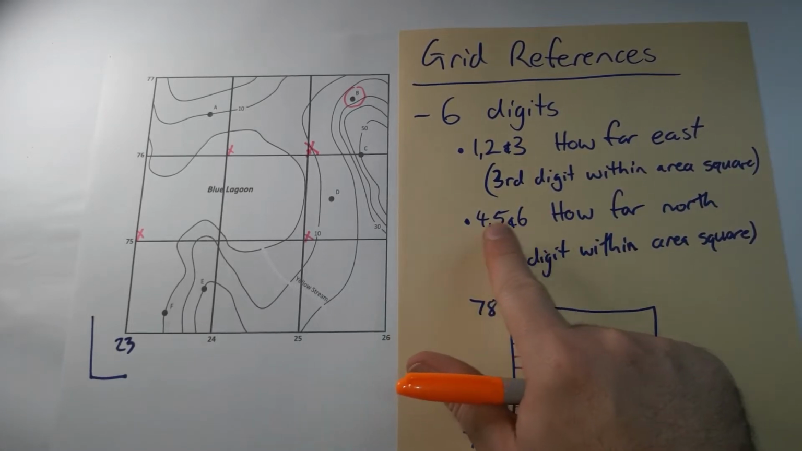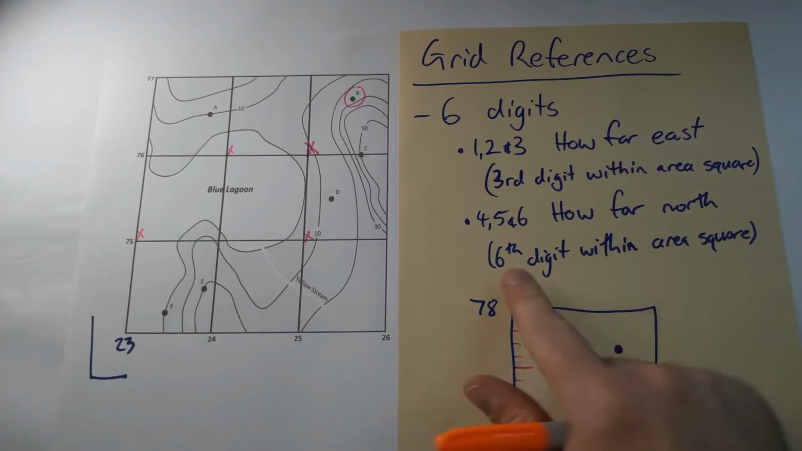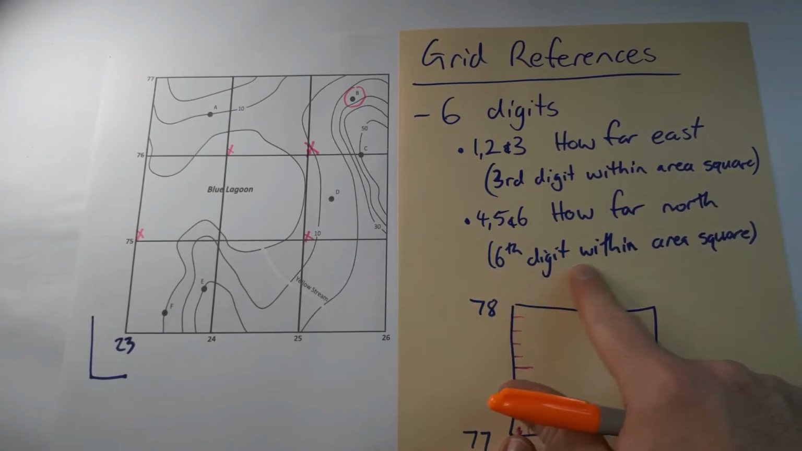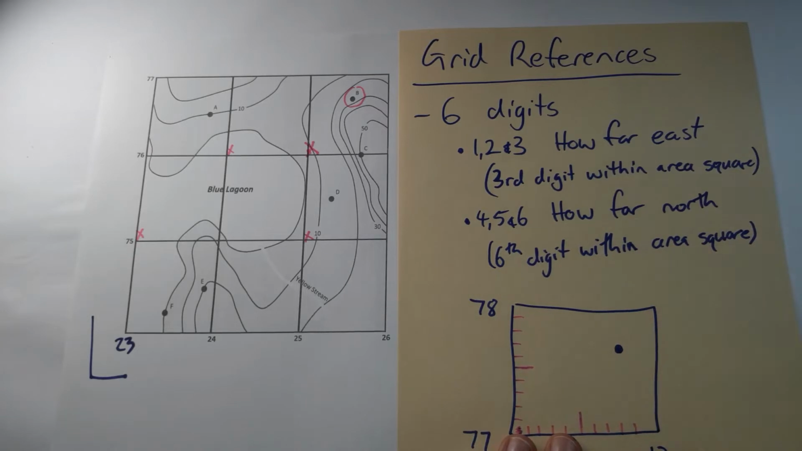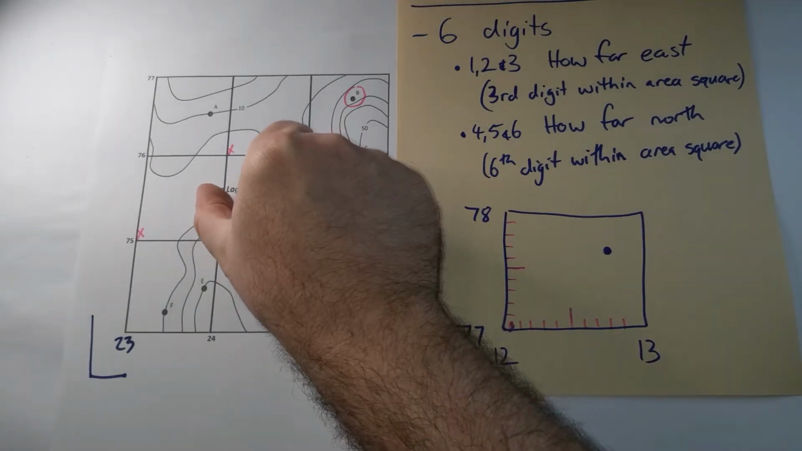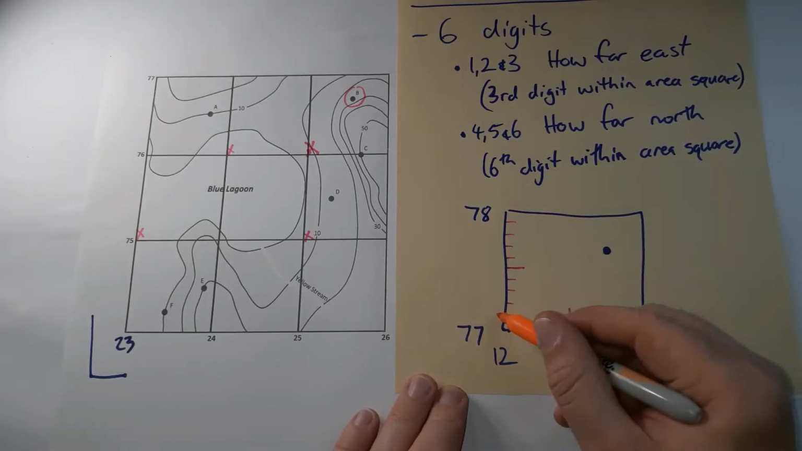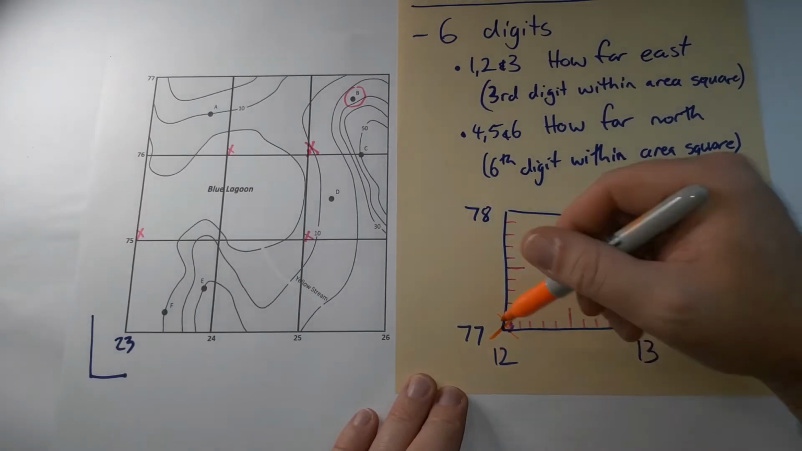The last 3 digits, 4, 5 and 6, tell us how far north we go, with the last digit, the 6th one, showing us how far north within a square we move. Here's a sample I've got before we look at some practice questions. So I've taken one of these area squares and I've placed it on here with some fake numbers, and I've put a location dot. If I was going to figure out the grid reference, I'd start down the bottom of the whole map, and I still want to find the coordinates for the bottom corner of the square.